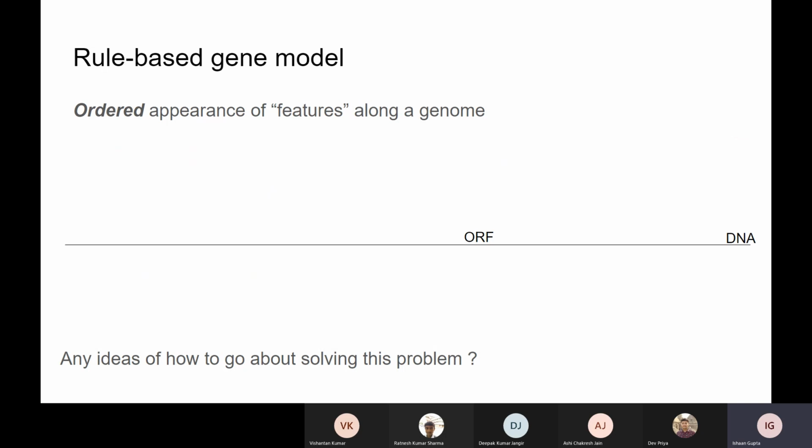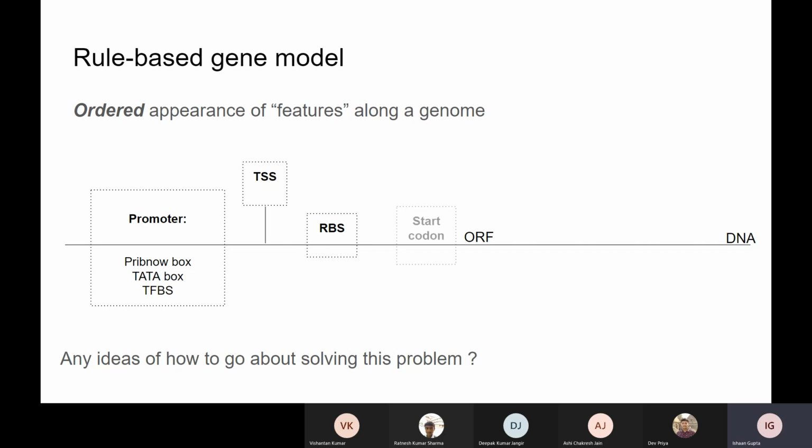So for example, if you have a DNA molecule and it has an open reading frame, this open reading frame would be present after the promoter, which, as we've already talked about, would have a Pribnow box, a TATA box. It will also have transcription factor binding sites. It will have a ribosome binding site. Then between the ribosome binding site and the promoter, there will be a transcription start site, right? And then there will be a start codon after the ribosome binding site.